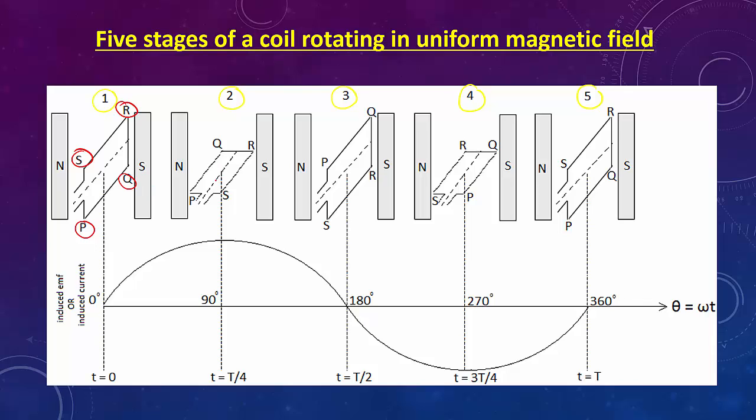When we rotate, initially this coil is perpendicular to the magnetic field. In the second diagram, the plane surface PQRS, when we rotate, now it is parallel to the magnetic field. Then in the third condition, again it is perpendicular to the magnetic field. Then in the fourth condition, it is parallel. In the fifth condition, again it is perpendicular and so on. So in the first stage, how is the plane surface? The plane surface is perpendicular to the magnetic field.